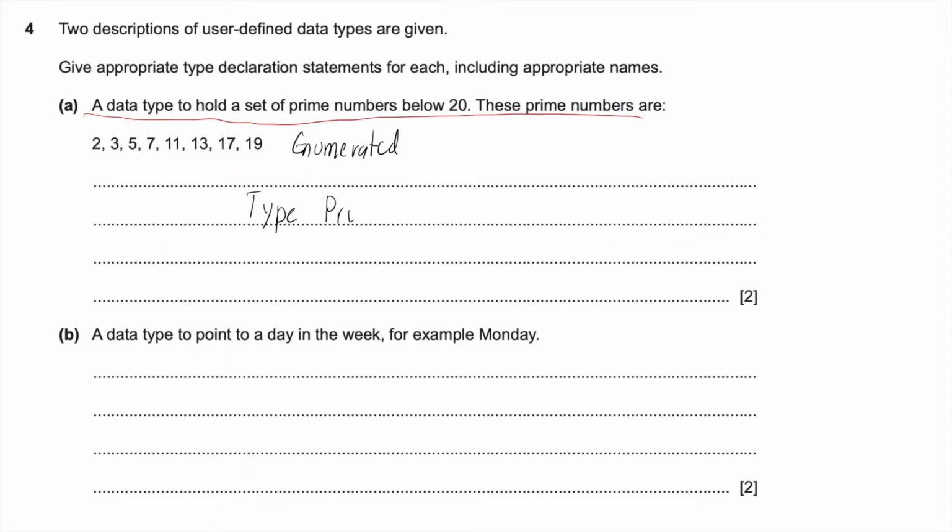prime, actually this has got to be capitalized. We can do type Prime equals 2, 3, 5, 7, 11, 13, 17, and 19.